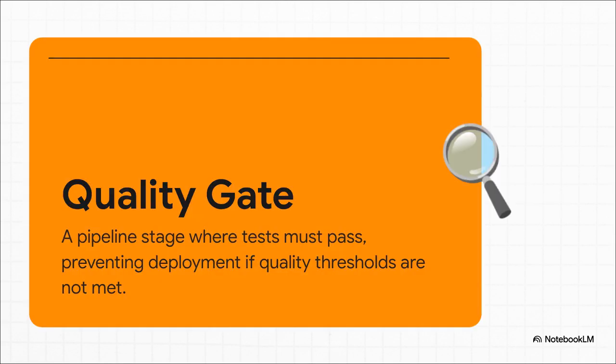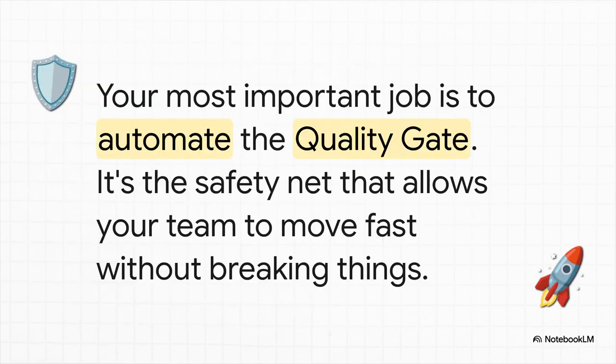Now, I want to double-click on that first point because it is the most important concept here. A quality gate is your automated checkpoint. It's the bouncer at the door of your production environment. If bad code shows up, the quality gate says, nope, you're not on the list, and stops it cold. It's your automatic guardian. Look, if you forget everything else from this explainer, remember this. Your single most important job when you're building a pipeline is to automate that quality gate. That gate is the safety net that gives your entire team the confidence to move fast without constantly worrying about breaking things.